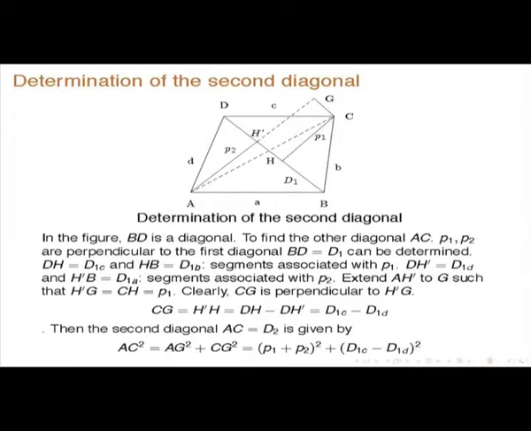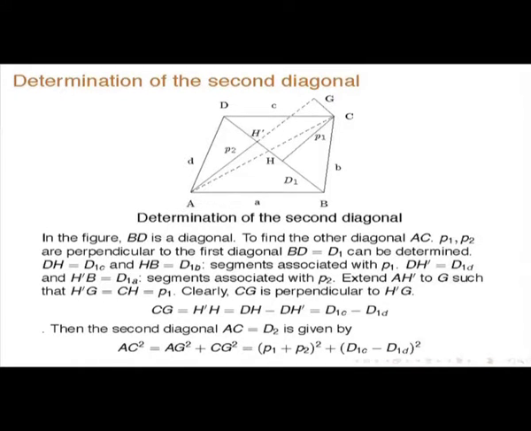So, you get segments and perpendiculars that differ according to which triangle you are considering. Let us say DH prime is D1D, and H prime B is D1A. These segments are associated with P2. Then DH is D1C and HB is D1B. D1C and D1B are the segments associated with this P1, and similarly DH prime is equal to D1D and H prime B is equal to D1A. So, they are segments associated with P2.